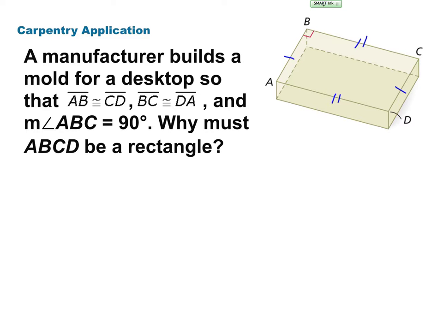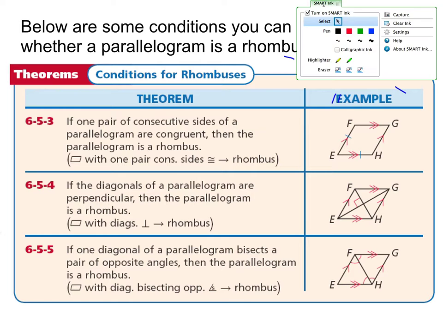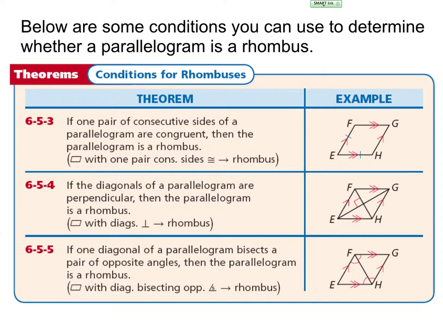Why is it a parallelogram? 632, correct. Then, why is it a rectangle? 651. So this one has two parts to it: 632 and then 651 to come up with it being a rectangle. Okay, rhombus, I didn't put a whole bunch of examples in. The three rhombus theorems.